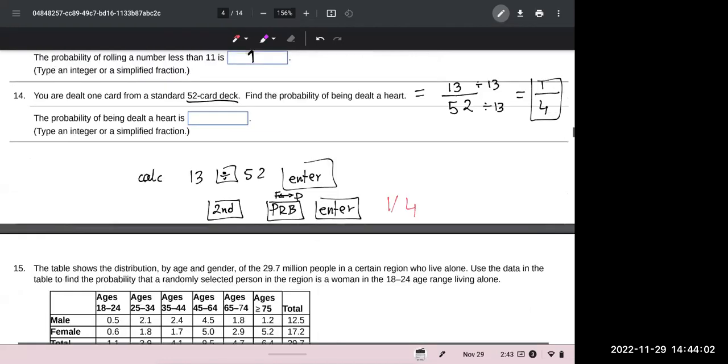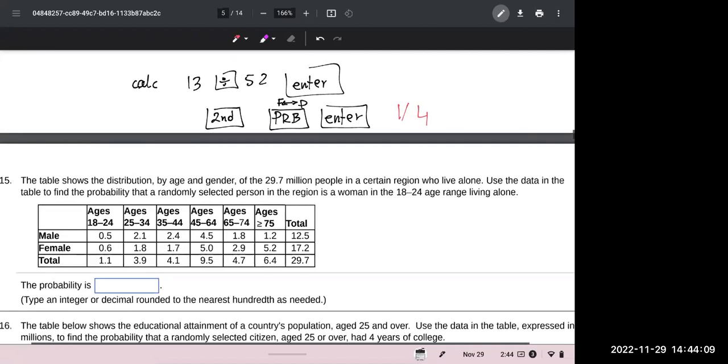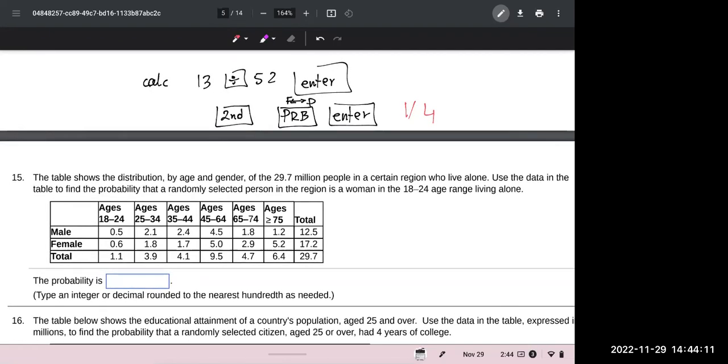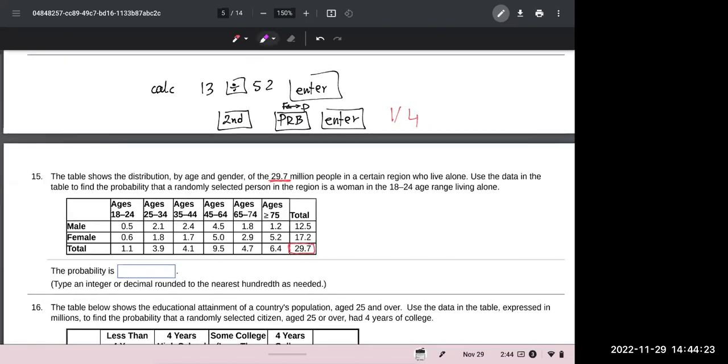Okay, we're moving to question 15. So we have a table shows distribution of 29.7 million people. So the total amount of people is 29.7. This is the number right here in the corner. Okay, and you have to use the data in the table to find the probability that randomly selected person in the region is a woman in 18 to 24 age range living alone.